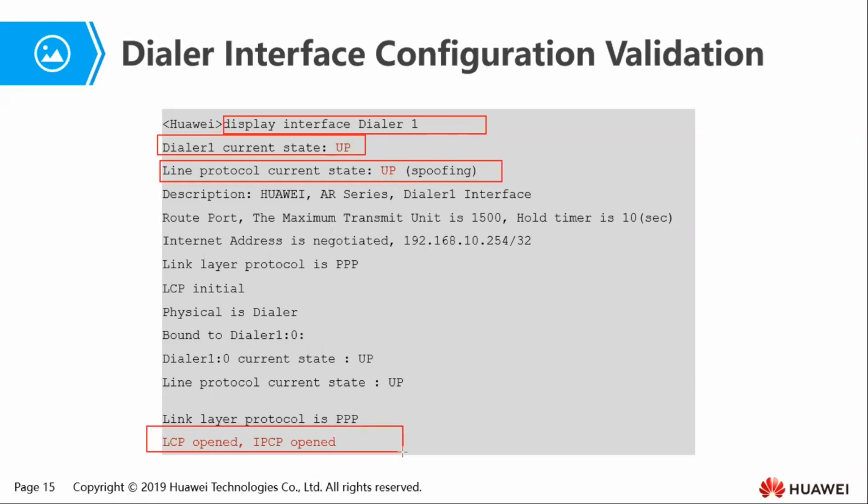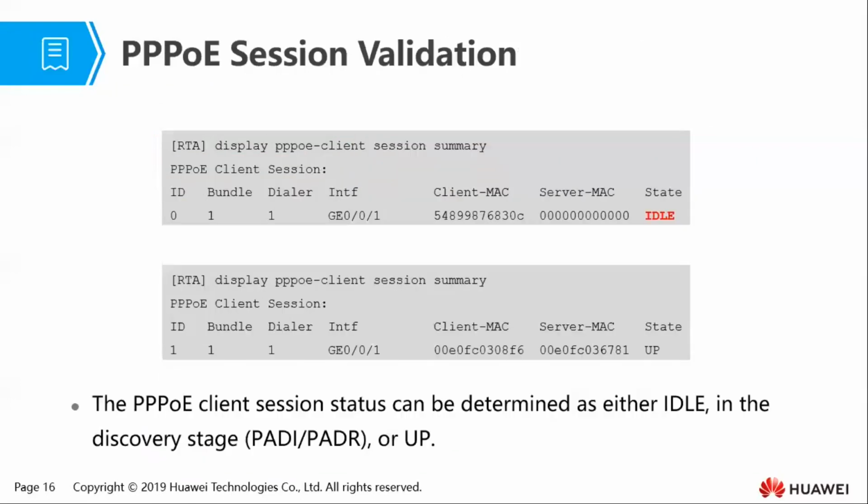Other things you can see is the state of LCP. You know that when the state is opened, it means the link has been established. When the IPCP state is opened, it means you've already acquired an IP address, so you got a configure acknowledgement. Those are some of the things that you can confirm from that.